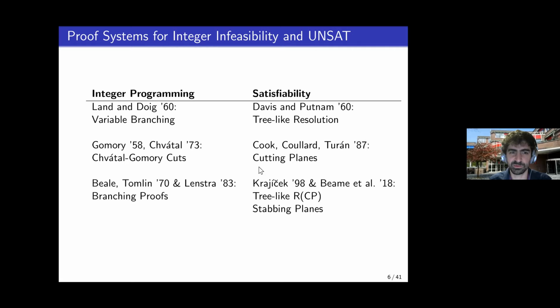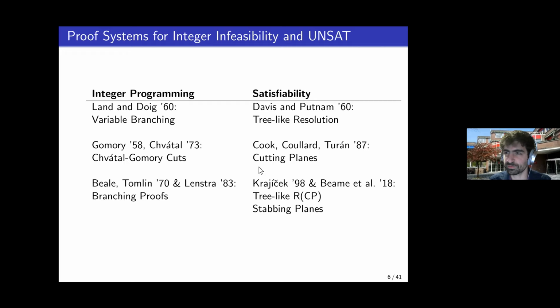What is called variable branching in the context of integer programming, in the context of satisfiability, is called tree-like resolution. These were roughly discovered at exactly the same time, or formalized at exactly the same time. When we go forward to what are called cutting planes in the context of SAT, these are what are known as quasi-polynomial cuts. If you're an optimizer, I would say these in fact appeared earlier in the context of optimization and were brought over and formalized into a proof system for SAT quite a bit later, actually with the help of an optimizer, William Cook.